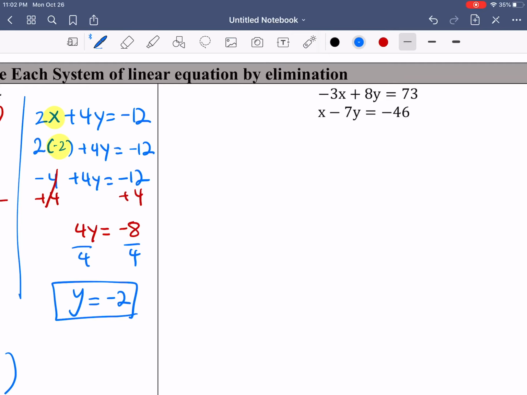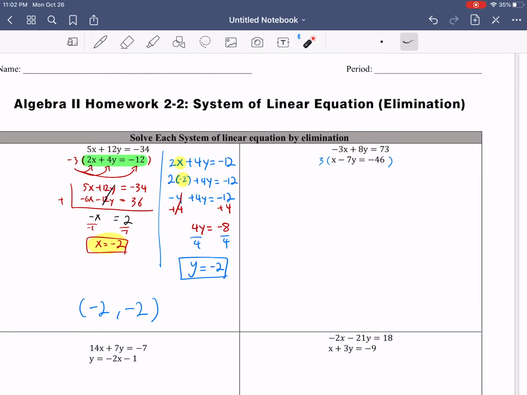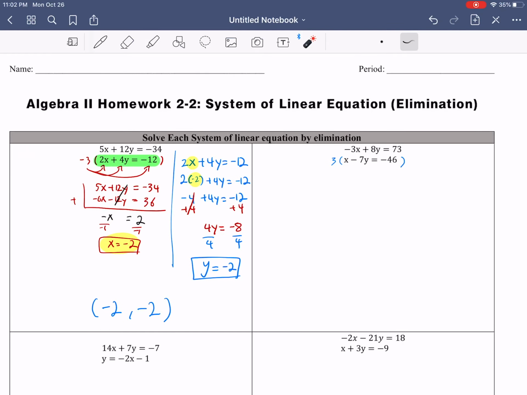This one is, by the way, just first one is -3x and second one is just x, right? So if I were you, I would just multiply by 3 because this one is already a negative number, so you can just multiply this one by a positive number. That's gonna give you answers, okay?